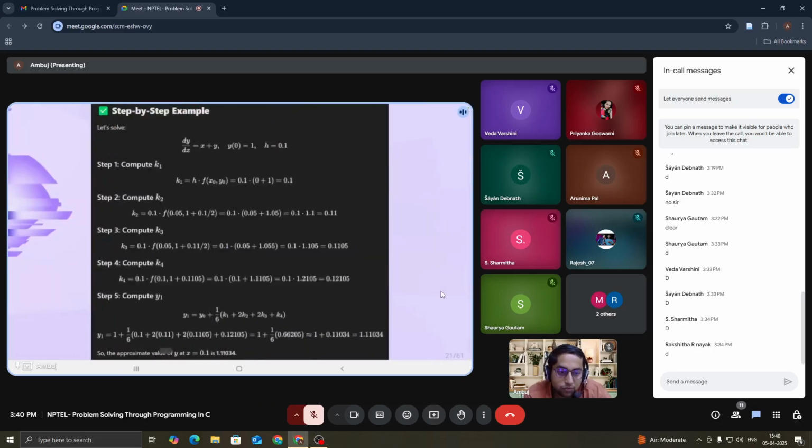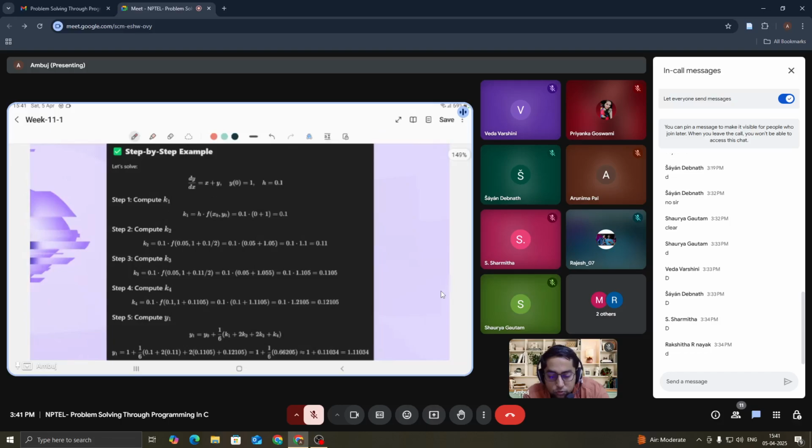Step by step, I am solving one particular example in front of you. Have your pen and paper ready and write down the example. dy/dx is given as x + y, y0 = 1, which means x0 is 0 and y0 is 1, and h is given as 0.1. These three values will be given to you. Now you have to solve this differential equation.